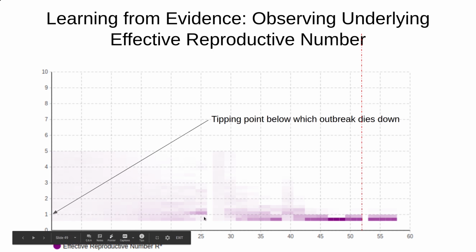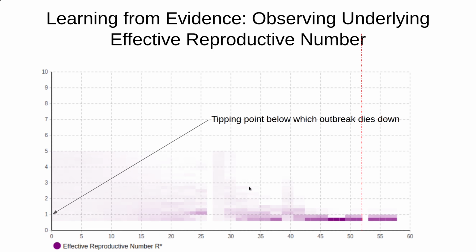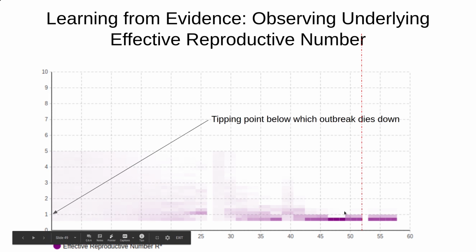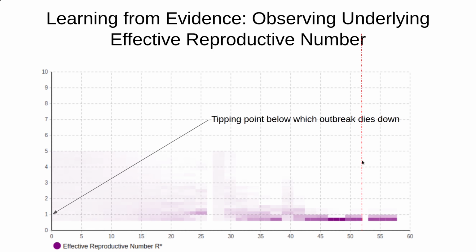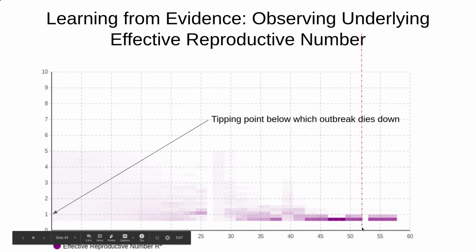So here we're observing evidence over time and using that evidence to allow us to arrive at deductions. For example, this is a 2D histogram in AnyLogic. We have time running on the x-axis, and on the y-axis is shown effective reproductive number. This is a 2D histogram. So at a given time, where the dotted line is, we could think of this as slicing through this 2D histogram.